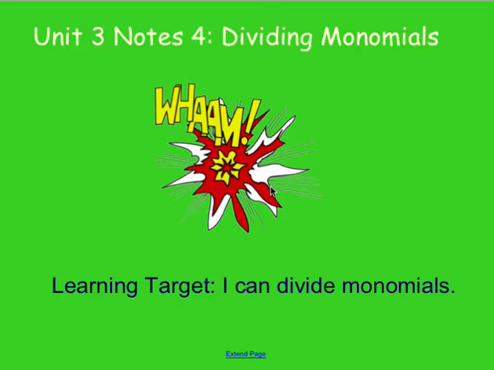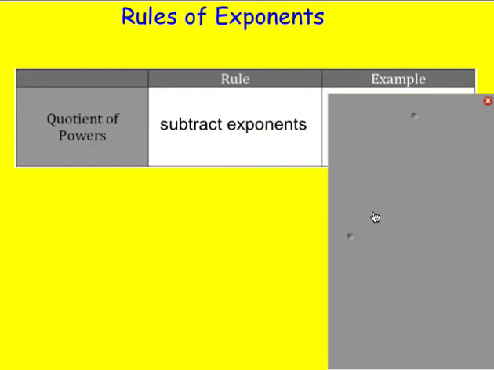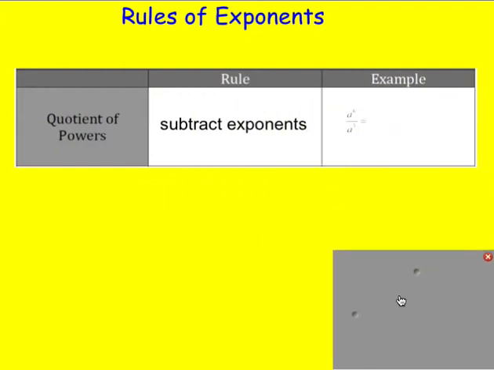So we're going to talk about dividing monomials. If you learned about multiplying, now we're going to work on dividing. In order to divide monomials, we have to take a look at the quotient of powers. That's our new rule that we're learning today. And when you have a quotient of powers, you need to subtract the exponents.